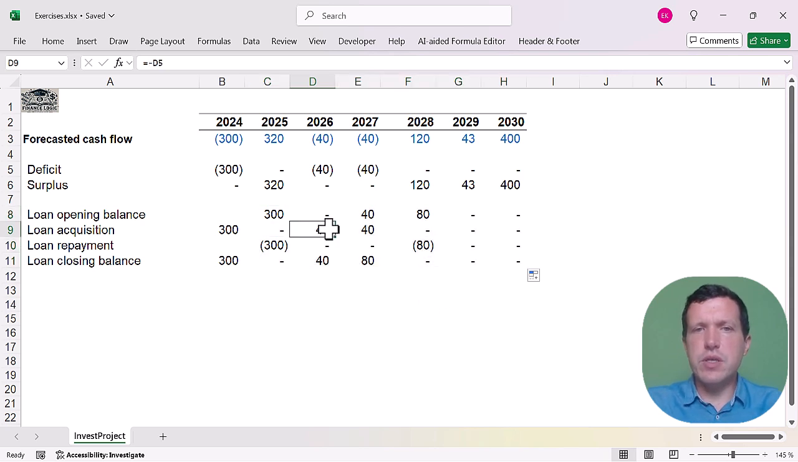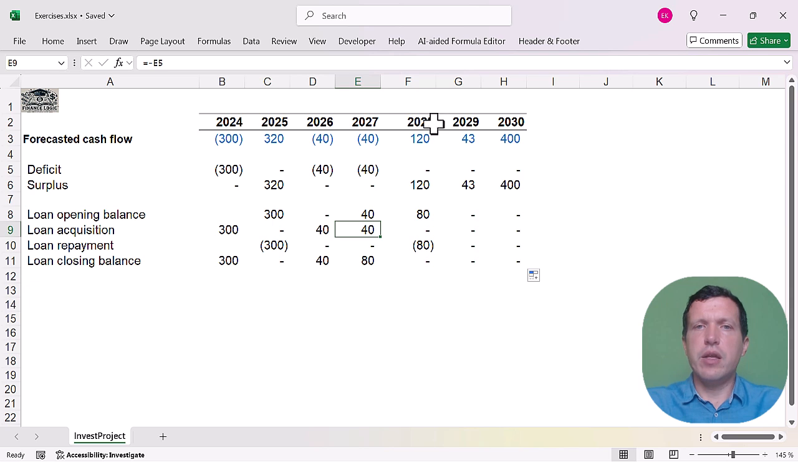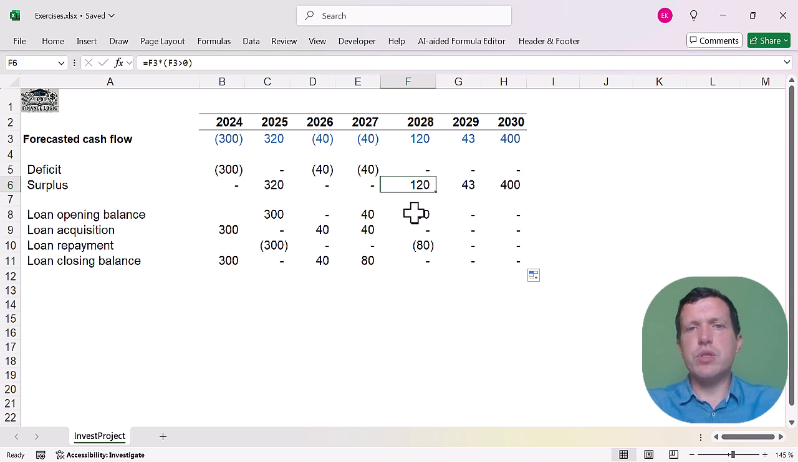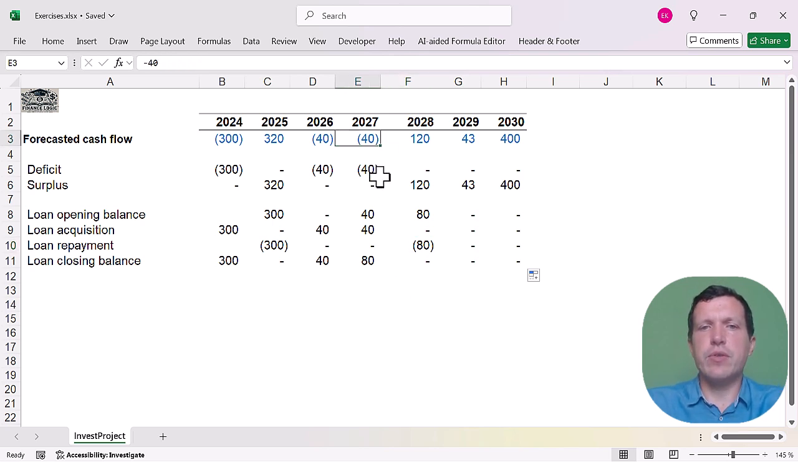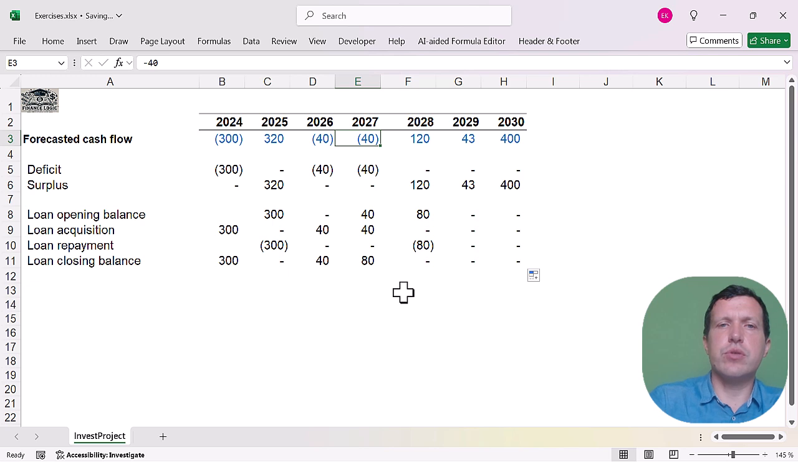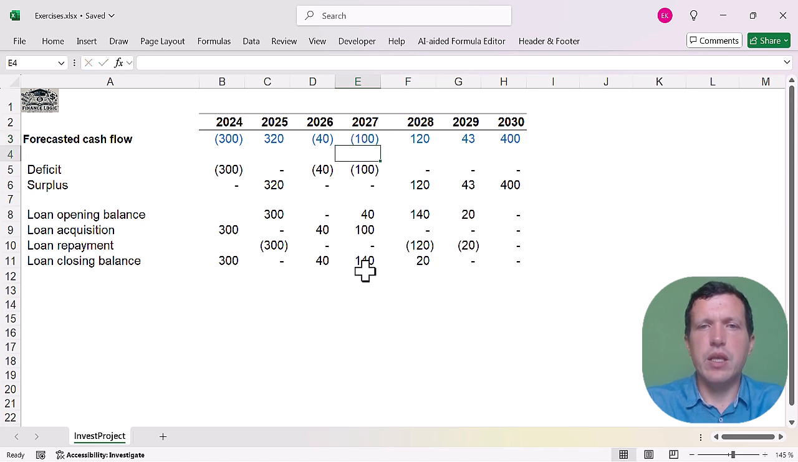In year 2026, again we deal with deficit and we take a loan, as well as in year 2027 we take a loan. In year 2028 we have surplus of 120, but our loan is only 80. That is why we use only 80 for loan repayment. Let's change a bit our inputs to test whether our mechanism works properly. For example, I want to change my deficit in 2027 from 40 to, for example, minus 100.